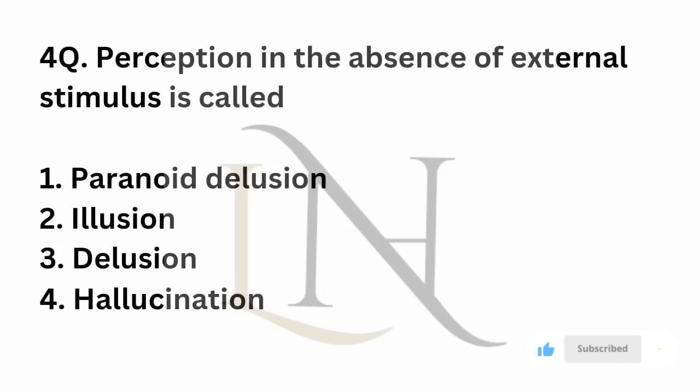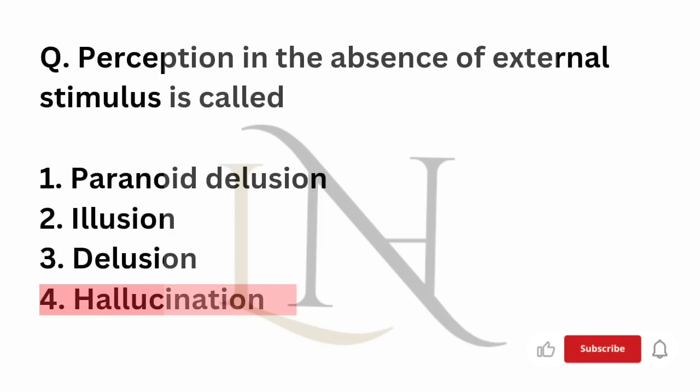Perception in the absence of external stimulus is called. Option A paranoid delusion, option 2 illusion, option 3 delusion, option 4 hallucination. Answer is option 4, hallucination is a perception in the absence of external stimulus. And we will see illusion: false perception present with a real external stimulus is called illusion. Move to next MCQ.